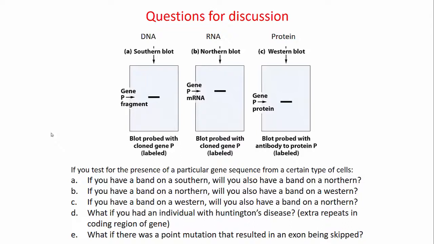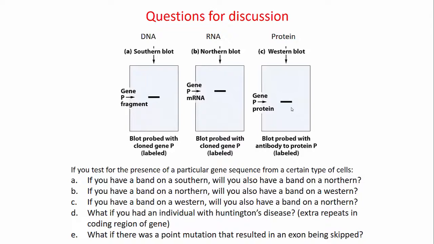What about the second question? If you have a band on a northern blot, will you also have a band on a western blot? Most of the time, when a cell bothers to transcribe a particular gene, that messenger RNA will also be translated into protein, but not all the time. So cells have multiple ways of regulating messenger RNAs. So occasionally, if a messenger RNA is present, it might actually be repressed in some way so that its translation is prevented. And in that case, you may see the messenger RNA for a particular gene, but not see the resulting protein.